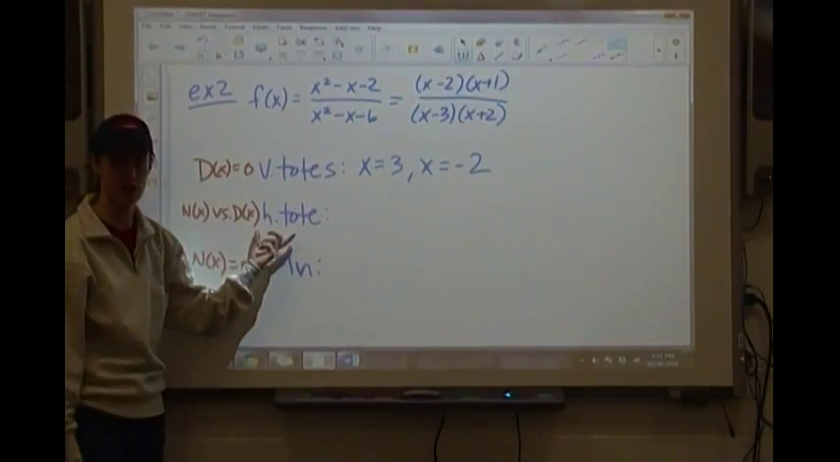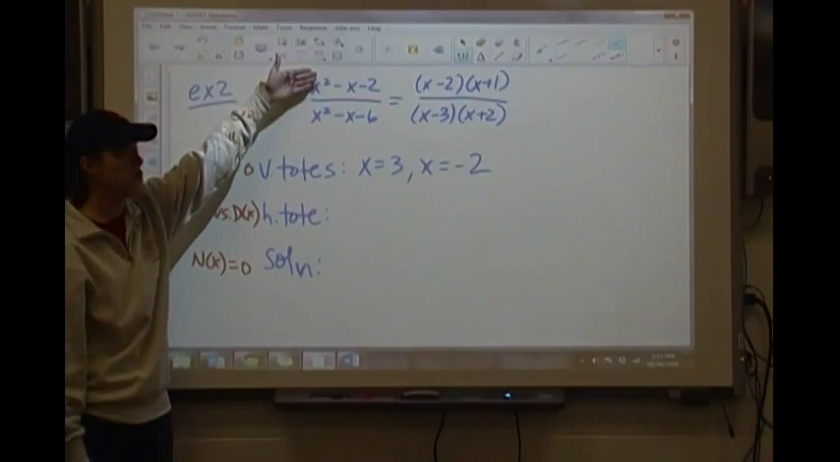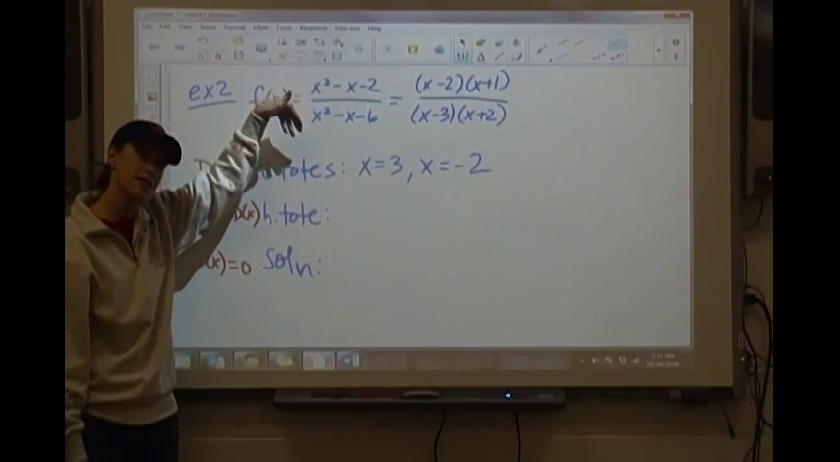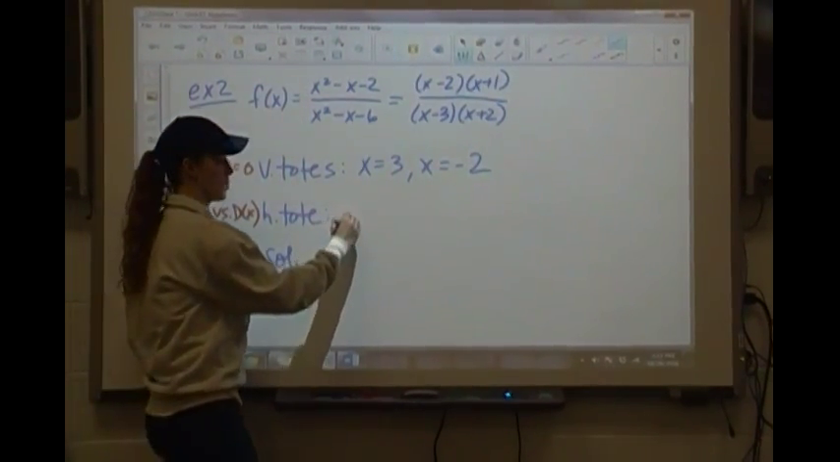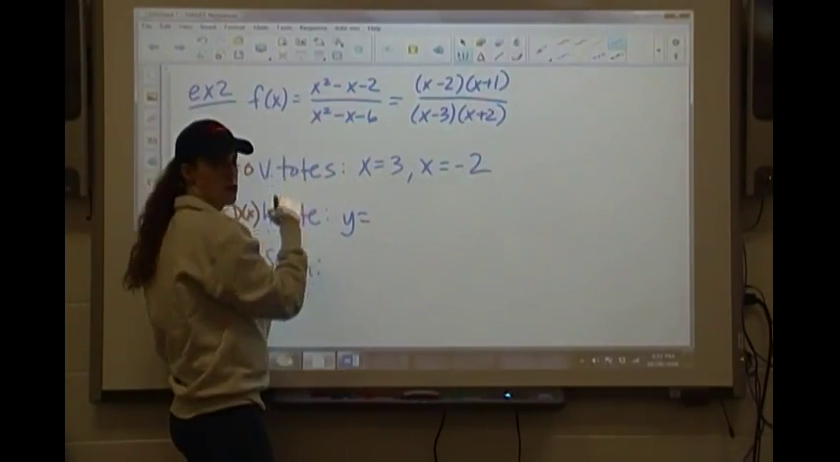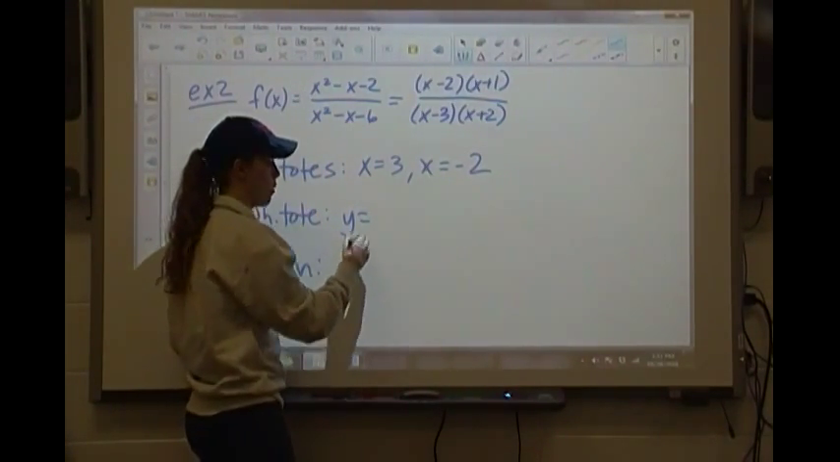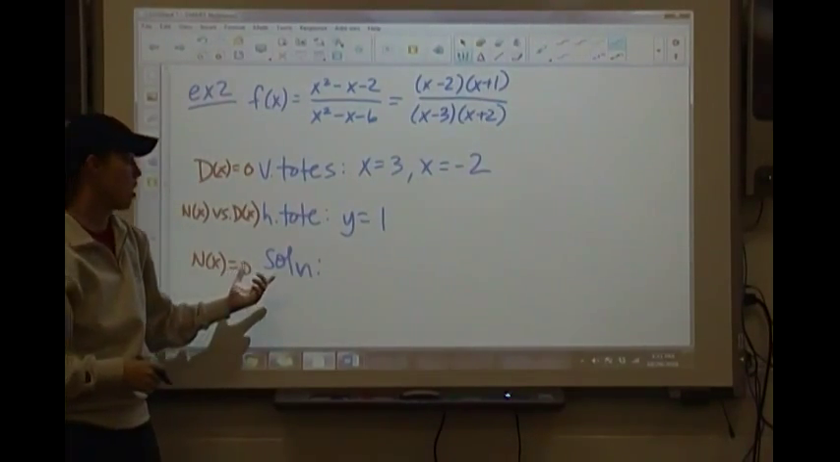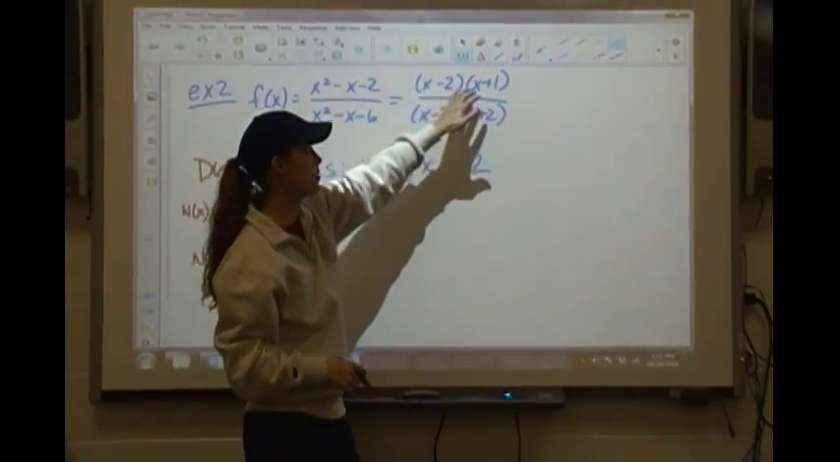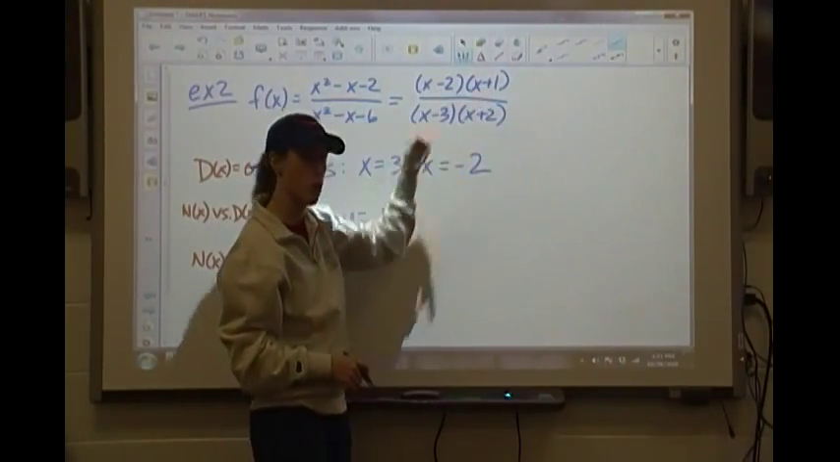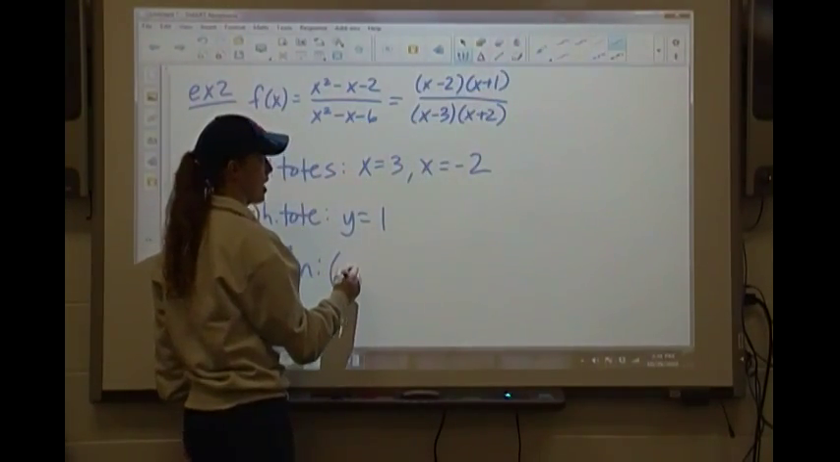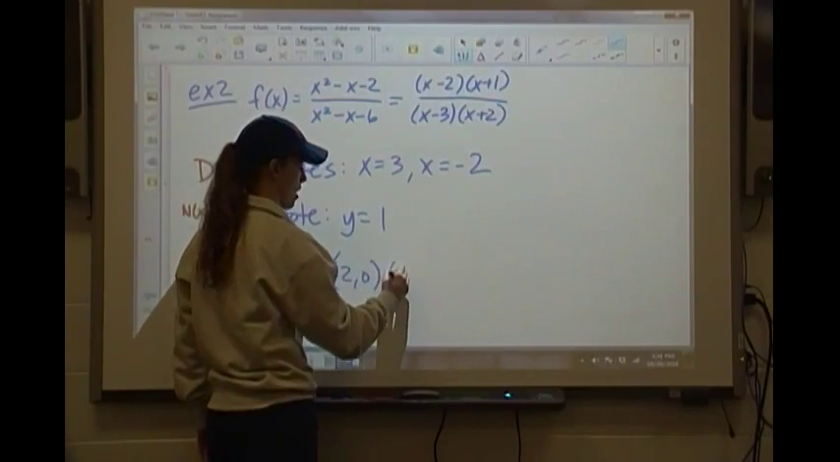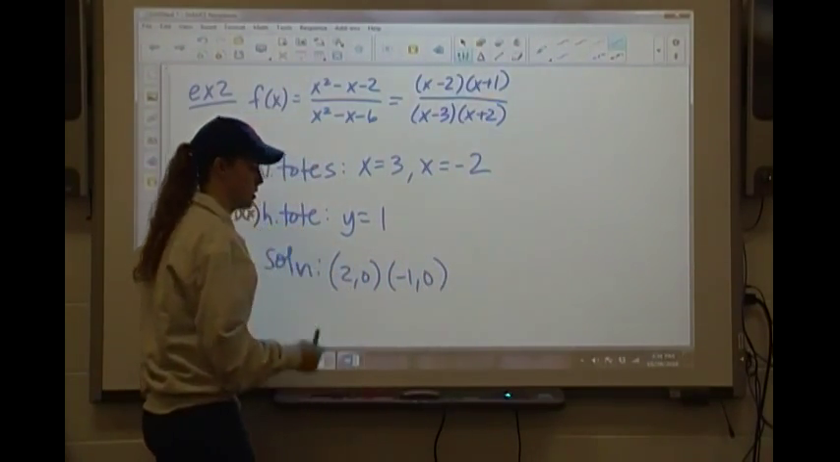Then we have our horizontal asymptote, that comparison of degree. We have a degree of 2 and 2, so this is equal heavy, meaning that we just look at the coefficients. There's an imaginary 1 written in front of each of those, so 1 over 1 reduces to 1. And then our solutions come from the numerator. If we set our numerator equal to 0, we get positive 2 and negative 1. So those are 2 points where we cross the x-axis: 2, 0 and negative 1, 0.